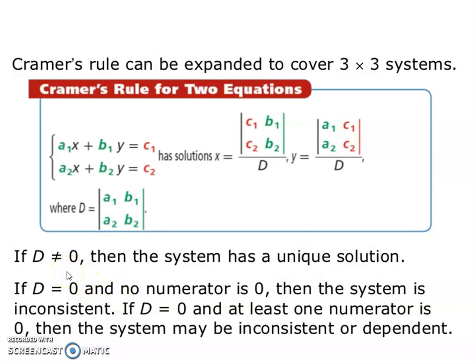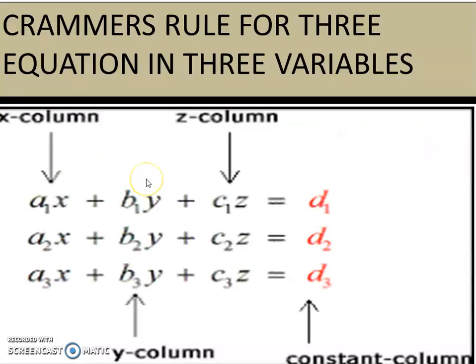When solving the system, d not equal to 0 means the given system has a unique solution. If d is equal to 0 and no numerator is 0, then the system is inconsistent. But if d is equal to 0 and some numerator is 0, the system is inconsistent or dependent. So this is the revision of Cramer's rule by substituting the constants instead of x and instead of y in x is equal to dx upon d, y is equal to dy by d. So we understand it better from this.